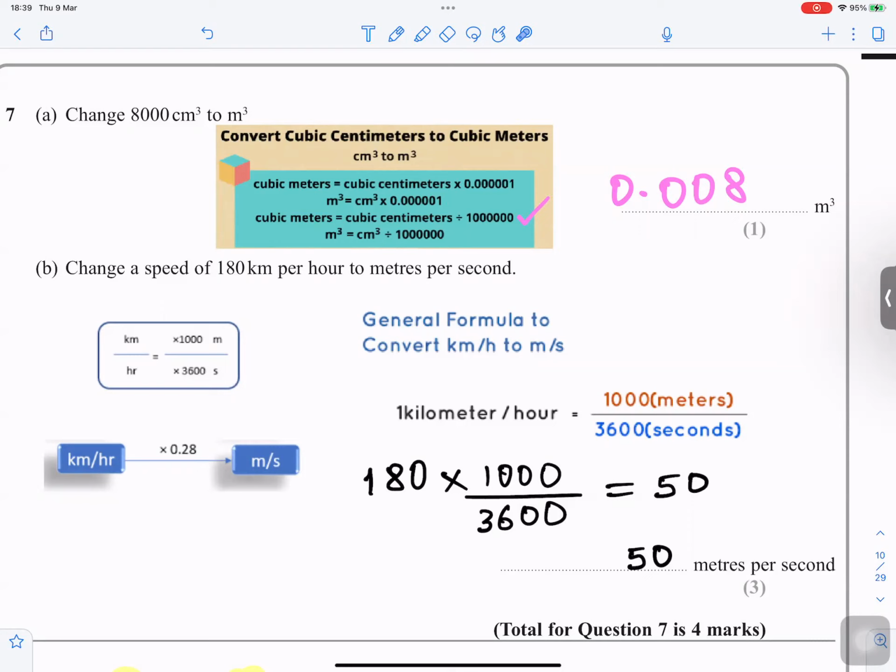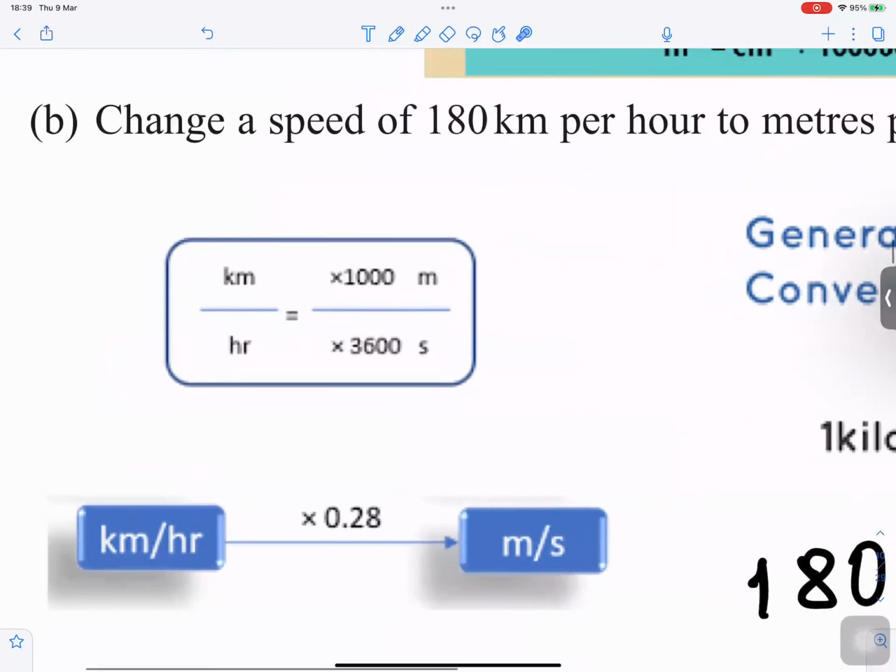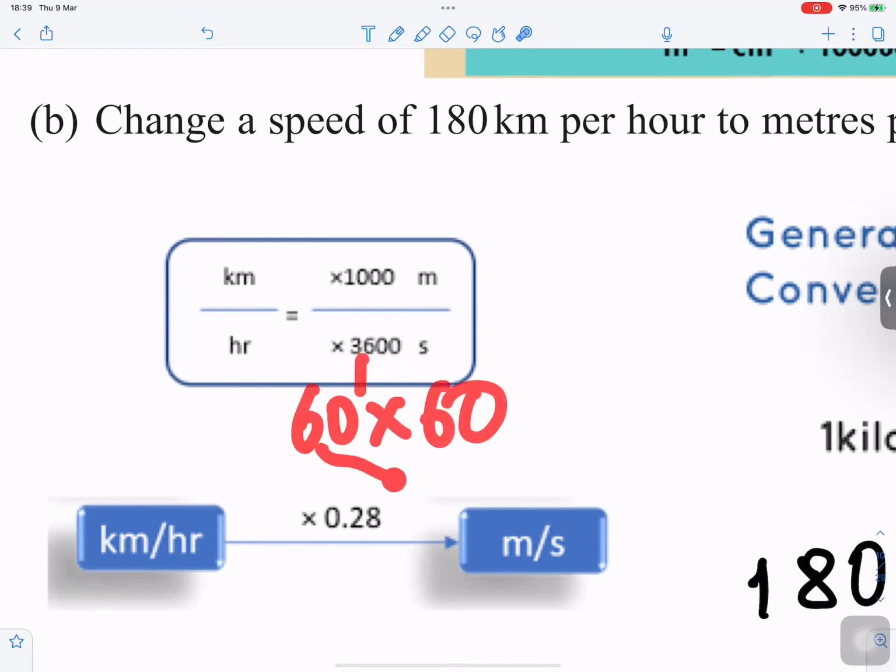Question number 7B. Change a speed of 180 kilometers per hour to meters per second. It's kilometers over hours. To change kilometers to meters, you times 1,000. So it becomes times 1,000 meters. To change the hours to seconds, you times 3,600. That comes from 60 times 60. 6 times 6 is 36, and then you add the 2 zeros.